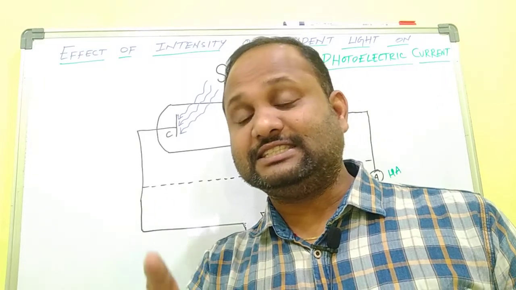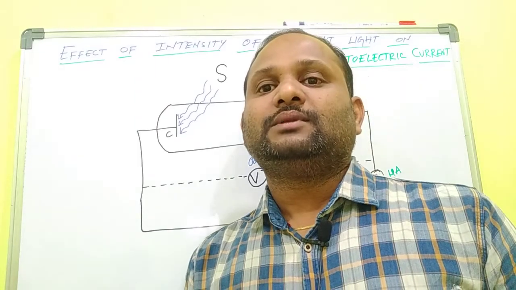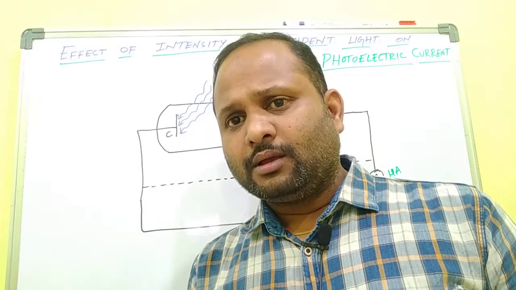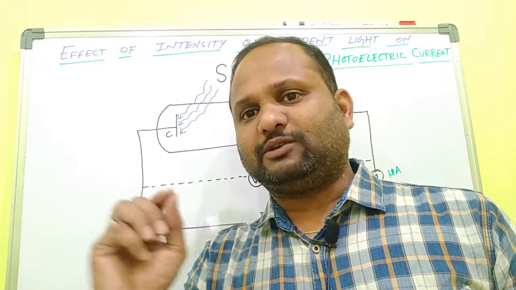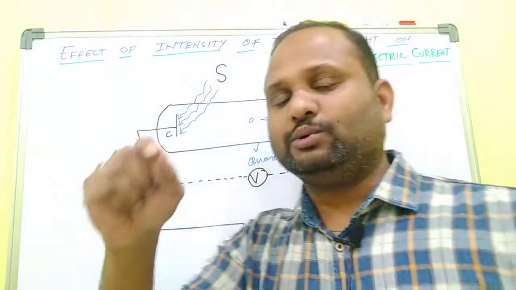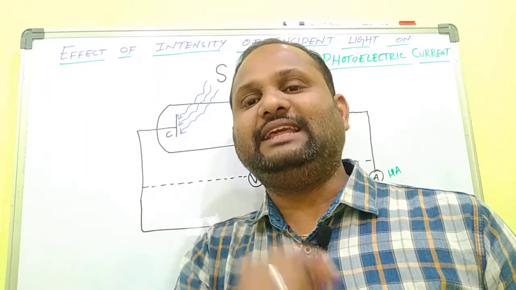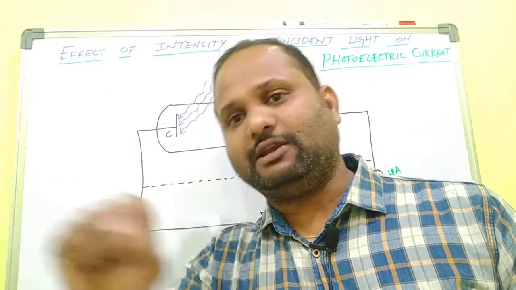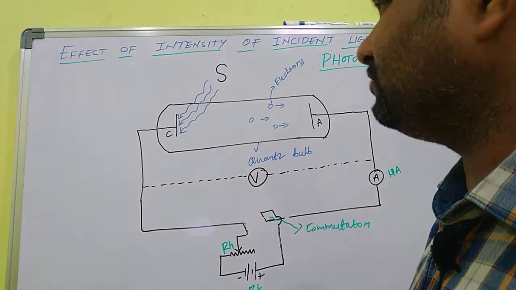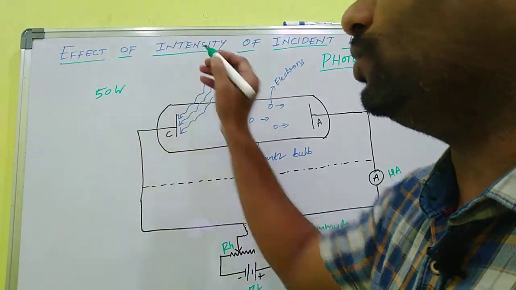We discussed this intensity in the electromagnetic waves chapter also. I want to recall it once again. Intensity is nothing but power per unit area. So if you are able to change the power of a given radiation, then the intensity will also change. For example, here we are using a 50 watt bulb as the source.